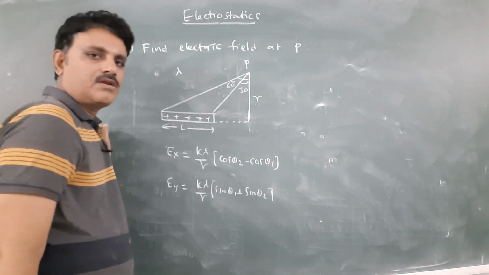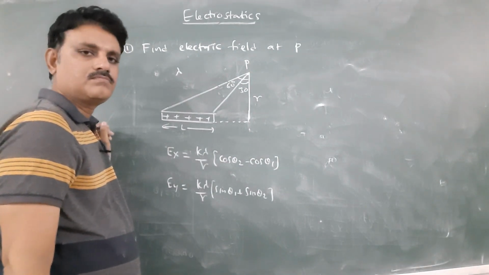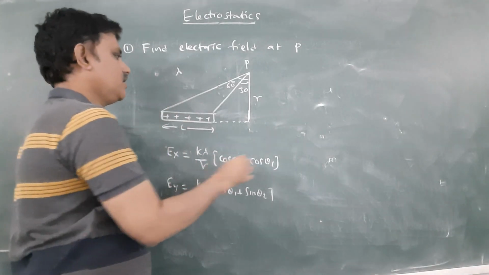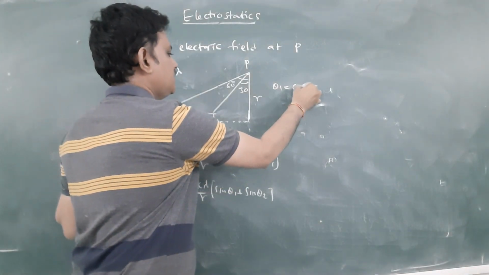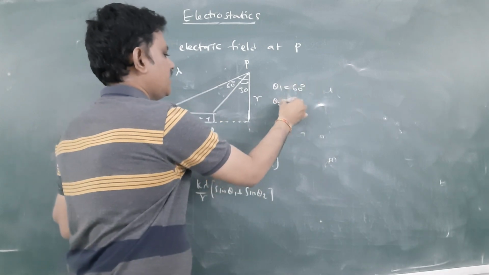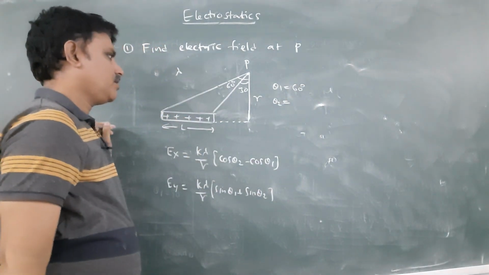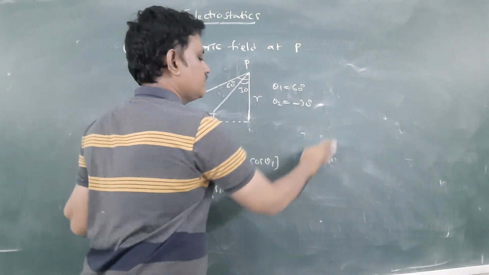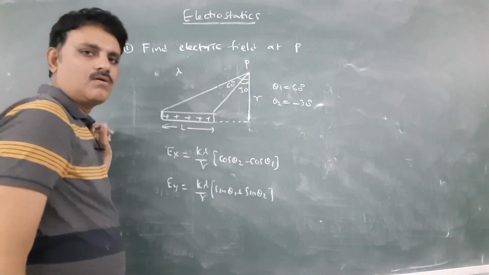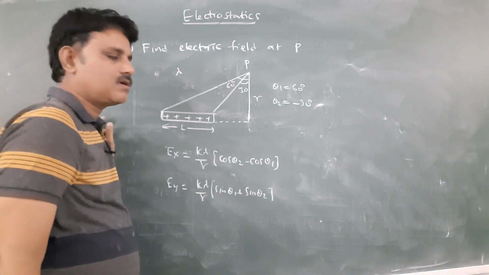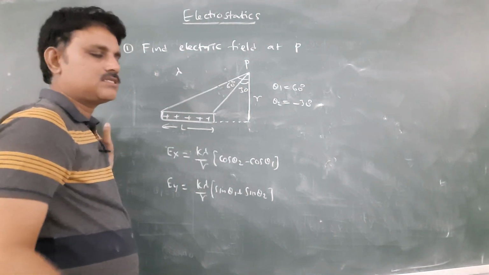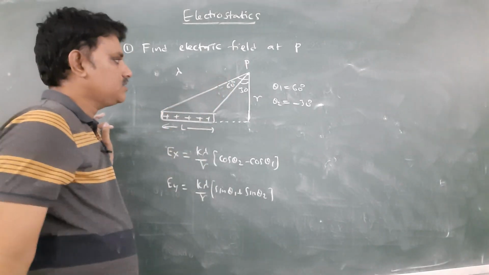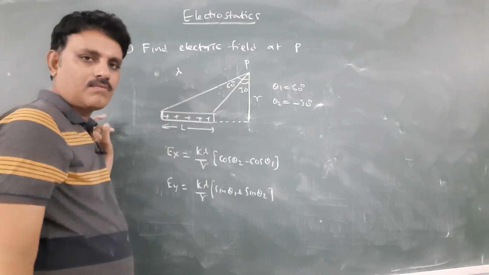So here theta 1 and theta 2 we need to identify. Theta 1 is the angle of the left edge, which is 60 degrees, and the right edge angle theta 2 is minus 30 degrees. Here we take theta 2 as negative. Why is it negative? Because in our derivation we take theta 2 as an anti-clockwise angle, but that 30 degrees here is located like a clockwise angle.